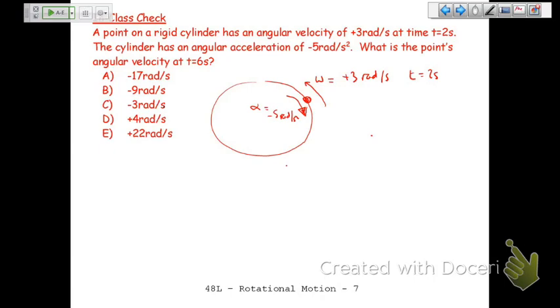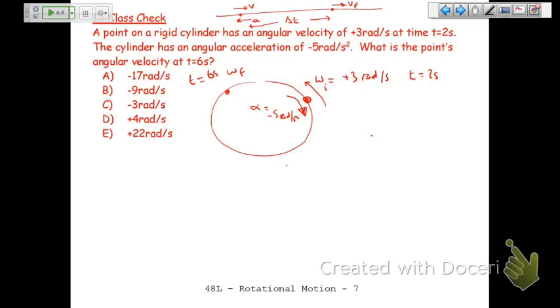And what is the point's velocity at t equals 6 seconds, and this is my omega final. So I've laid it out. I have a certain velocity, and I have a certain acceleration, and I want to know my velocity at a certain time later. It's the same problem. If we did this in linear, you'd say, why are we doing this again? It's the same problem.